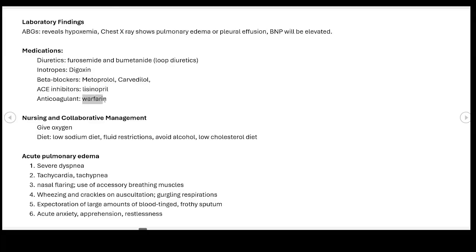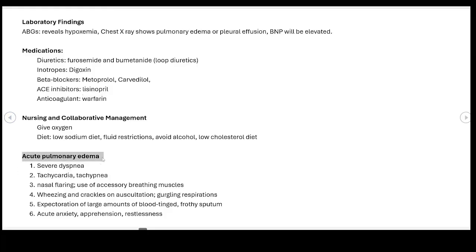Remember, anytime blood is not moving the way it's supposed to move, the tendency that we have a blood clot is very high, and therefore the person will be placed on an anticoagulant to reduce chances of clot formation. Nursing and collaborative management: you always want to give oxygen to this patient. In terms of health promotion, you give them a diet that is low in sodium. And then you also have to restrict fluids and avoid alcohol, or you also have to lower the cholesterol levels that the patient takes.